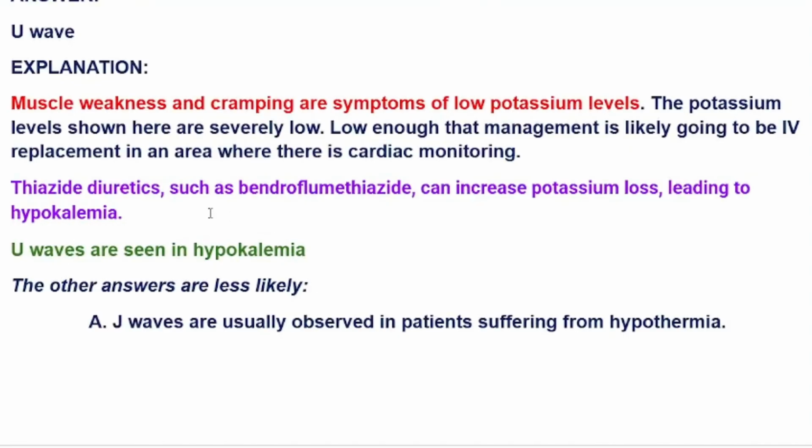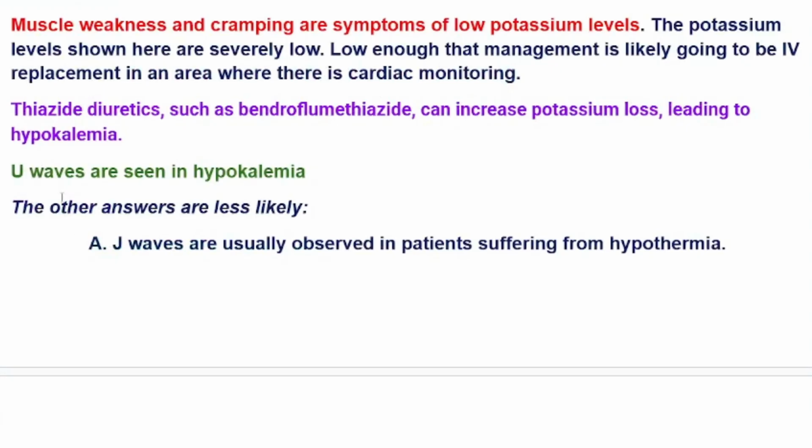Okay, explanation. Muscle weakness and cramping are symptoms of low potassium levels. The potassium levels shown here are severely low enough that management is likely going to be IV replacement in an area where there is cardiac monitoring. Thiazide diuretics such as metronidazole can increase potassium loss, leading to hypokalemia, and U waves are seen in hypokalemia. The other answers are less likely.